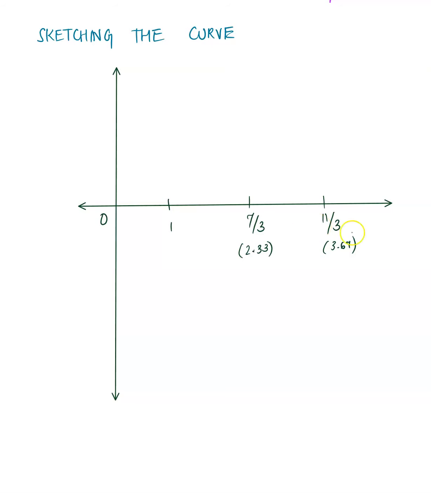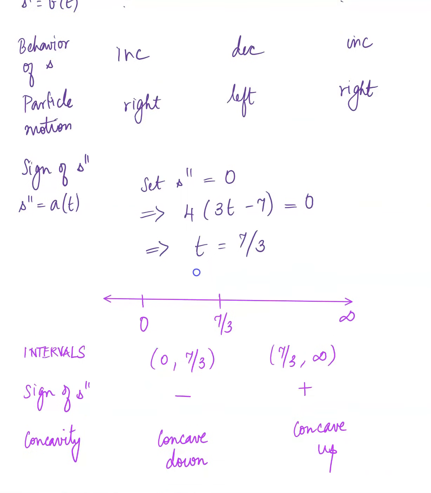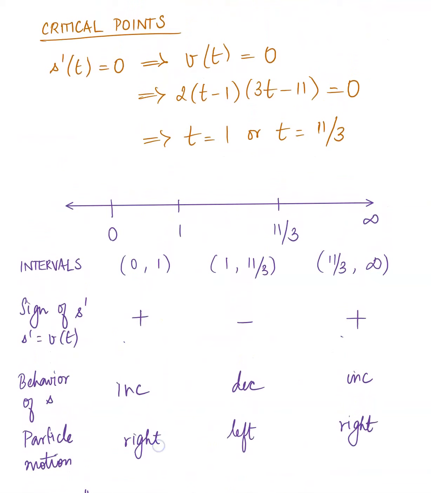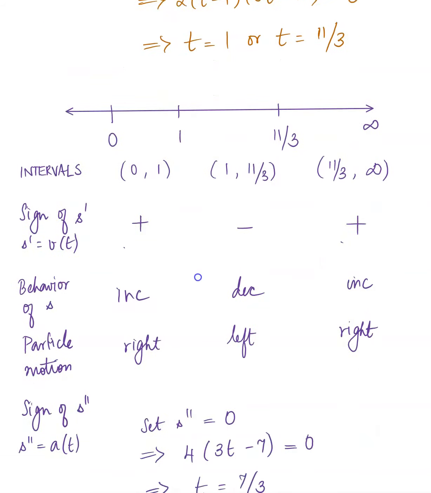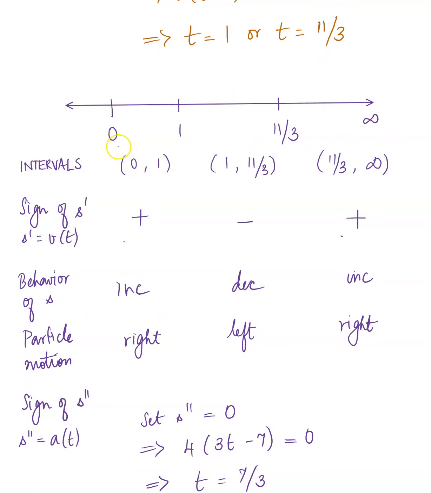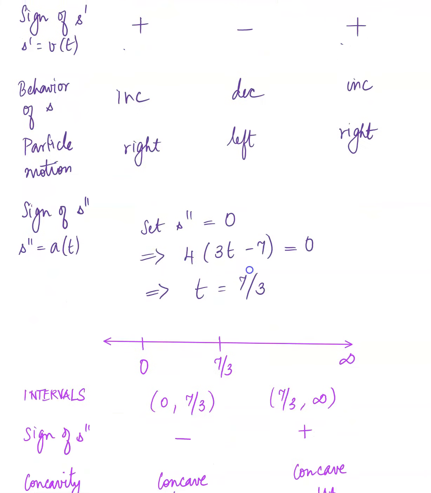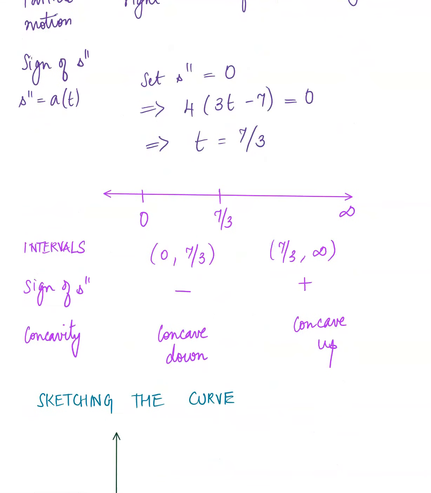We know 1 and 11 over 3. Let me take you here quickly. Those were the critical points, 1 and 11 over 3. That means that's where you'll have a horizontal tangent. Horizontal tangent. Now from 0 to 1, it's increasing. The function is increasing because that's what we determined here. The particle is moving right. And for the second derivative, 0 to 7 over 3, it's concave down.